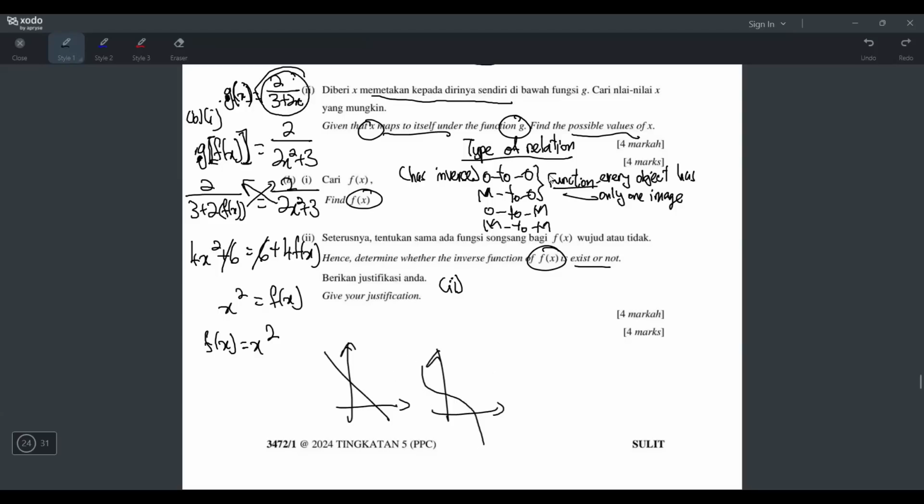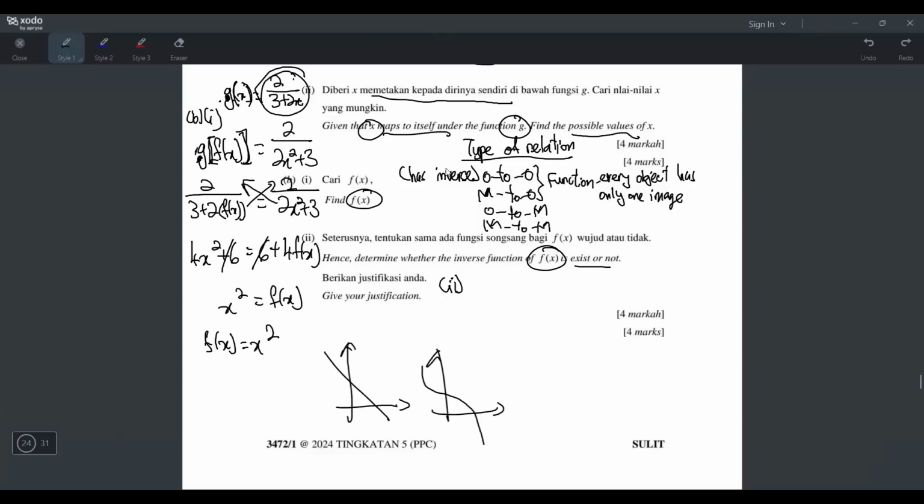For a function, we can do the vertical line test. It means we draw any vertical line, and if the vertical line cuts the graph at one point, then it means it's a function. But if it cuts at more than one point, it means it's not a function, right?